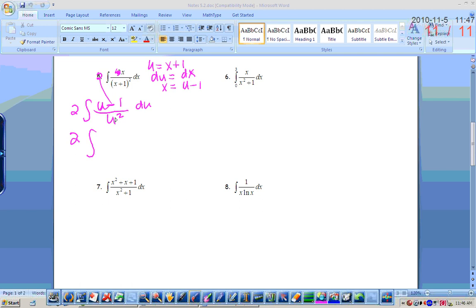And this is looking like a problem that you could have done on this last test. However, when we separate the numerator, what do you get? 1 over u minus 1 over u squared. All right, now the 1 over u I kept as the 1 over u as opposed to doing u to the negative 1. But the 1 over u squared, I wrote it as u to the negative 2. Why? Okay, the 1 over u is a natural log. But the u to the negative 2, I'm just going to use the power rule.